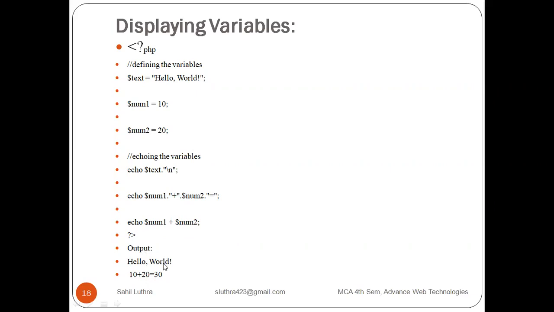So what will be the output? The output of text, the value we passed to the text, is Hello, World. So here Hello World will appear. The second thing, we want to add two numbers. When we add the two numbers 10 plus 20, the result is 30, which is displayed on the screen. So this is how you can add two numbers with the help of PHP.